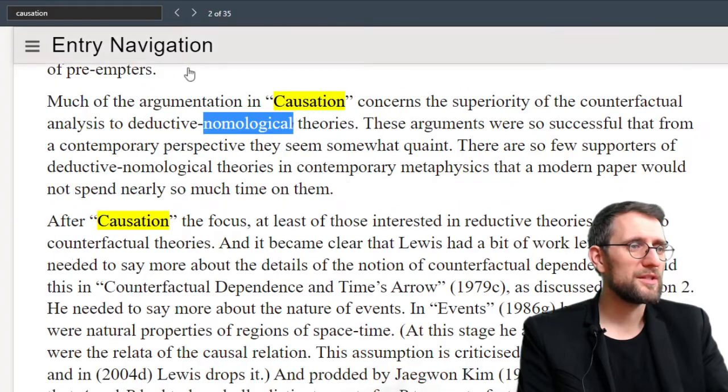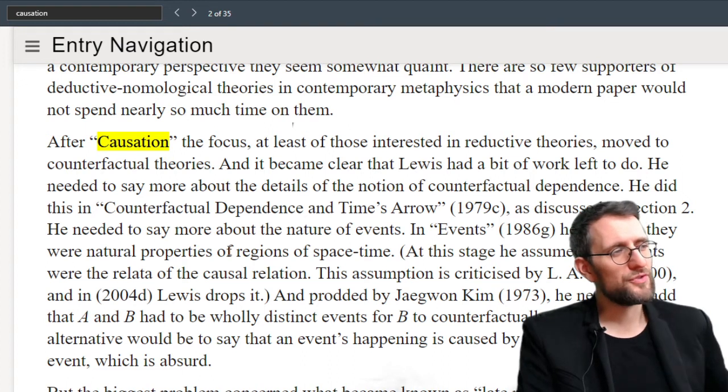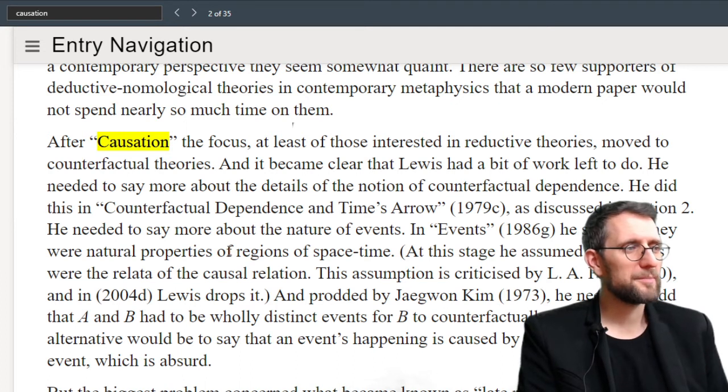Counterfactual theories. Well, let's look a little bit after here. After causation, the focus, at least of those interested in reductive theories, moved to counterfactual theories. And it became clear that Lewis had a bit of work left to do. He needed to say more about the details of the notion of counterfactual dependence. He did this in Counterfactual Dependence and Time's Error. As discussed in section 2, he needed to say more about the nature of events. In events, he said that they were natural properties of regions of space-time. At this stage, he assumed that events were the relata of the causal relations.